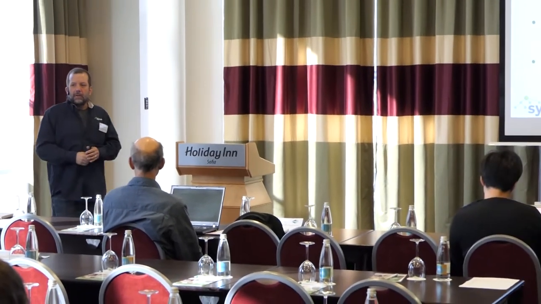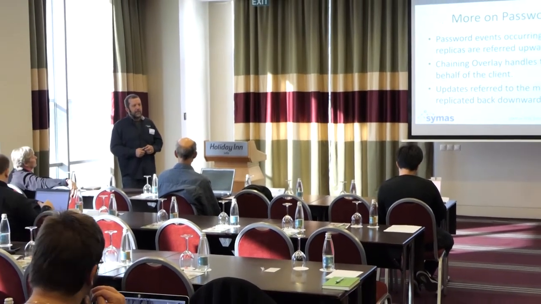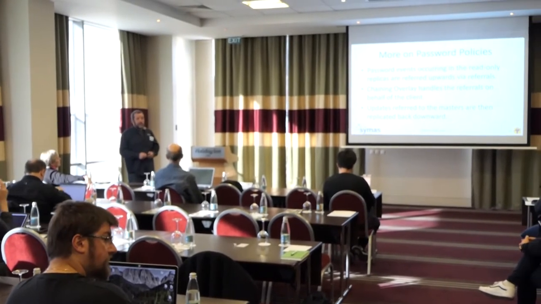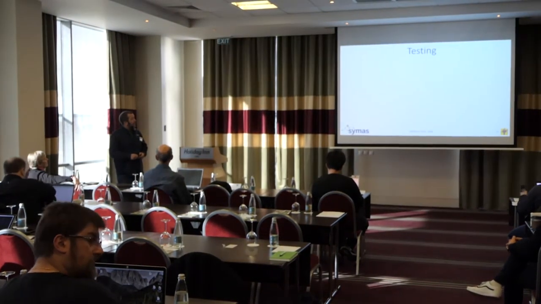Password events will be referred upwards via the referrals, and the chaining overlay in the replica is really what handles the smarts of that, so the client really doesn't know anything about it. It's just binding. It doesn't have to worry about it. They'll get referred upwards and upwards, and eventually, when it gets to the master, the attributes will get updated as we've discussed, and then it just replicates back downward normally. That's something we are not doing here that for a network like we're discussing you would possibly need.